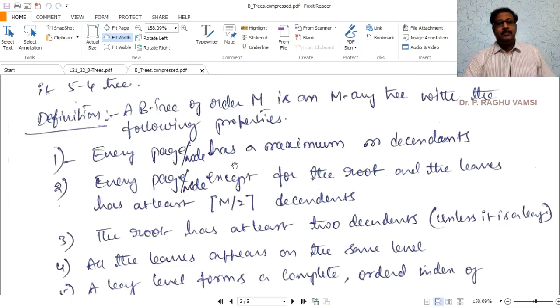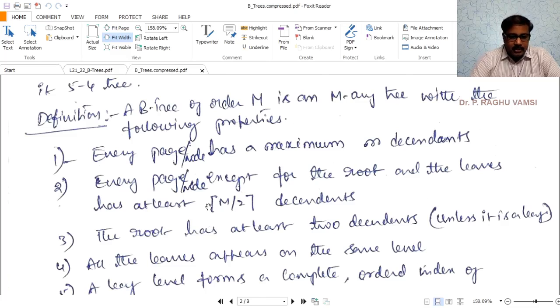So every page has a maximum of m descendants. Every page except for the root and the leaves has at least m by 2 descendants. So if you say a tree is a 5-way tree, then every page or every node can have a maximum of 5 descendants. Every page except for the root and the leaves has at least 5 by 2 descendants.